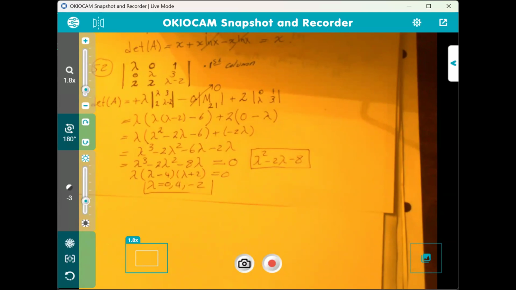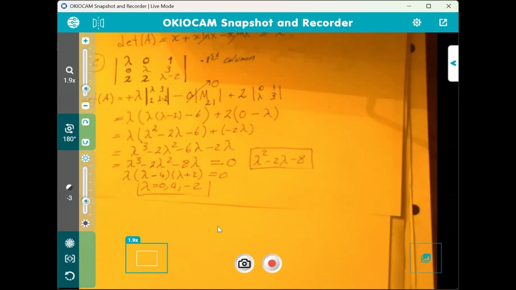So there are 3 values of lambda for which the determinant would be 0. And we are done with this section, ladies and gentlemen. Are there any questions about what we have done? No, just out of curiosity, and then we'll take a break.